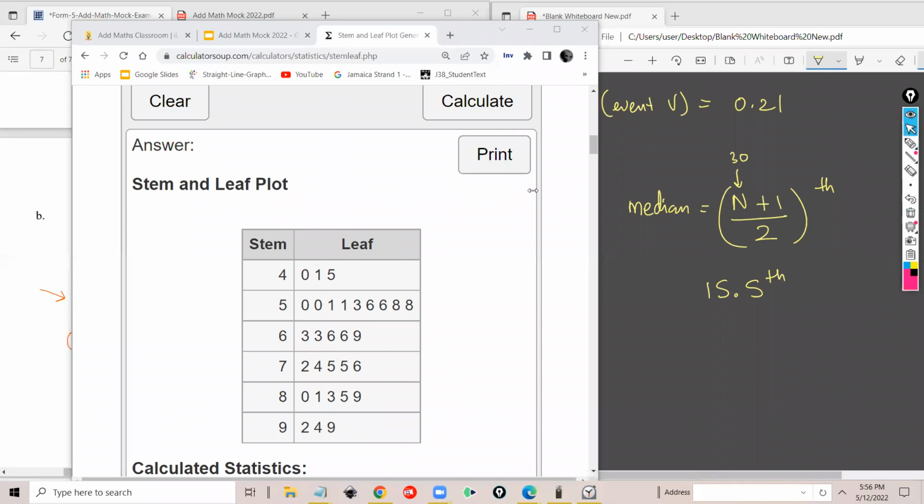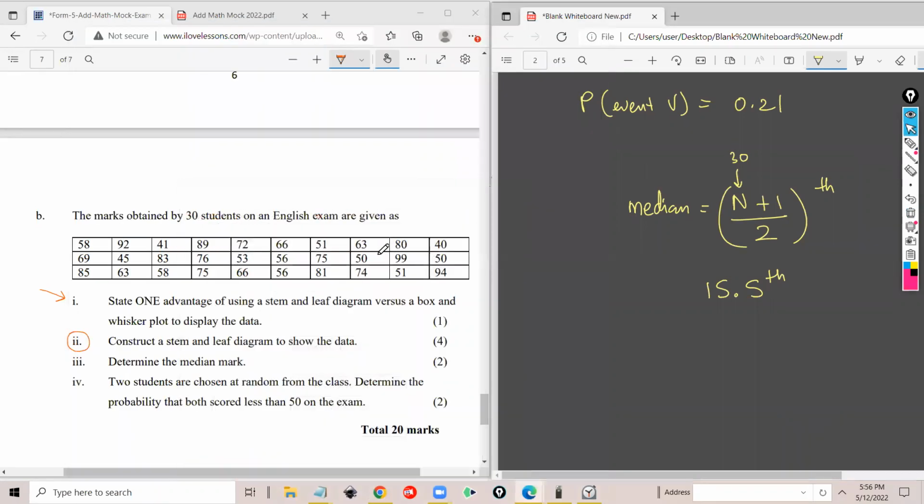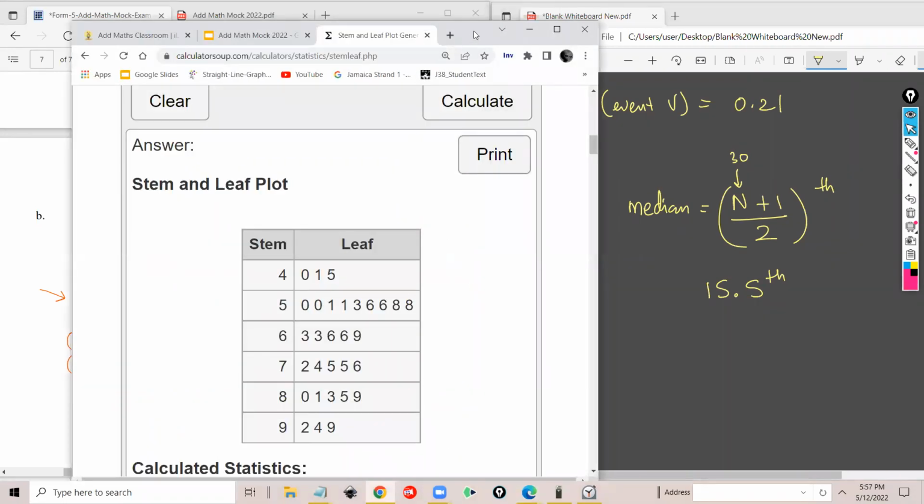So let's have a quick look at the other part here now. We determined the median mark. 2 students are chosen at random from the class. Determine the probability that both scored less than 50. What's the chance of both of them scoring less than 50? Remember, it has 30 people in all. Now we're going to assume that they pick them one at a time, and when you pick them, you let them join back the class. So the class always has what? 30.